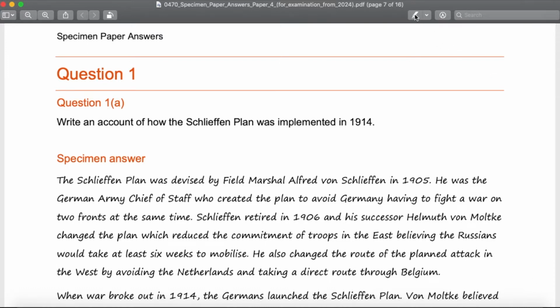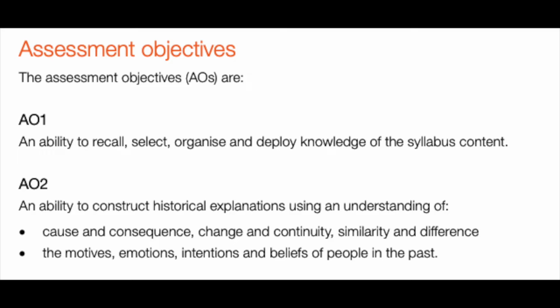Part A of paper 4 will focus on assessment objective AO1, an ability to recall, select, organize, and deploy knowledge of the syllabus content. And part B will focus on AO2, an ability to construct historical explanations using an understanding of cause and consequence, change and continuity, similarity and difference, the motives, emotions, intentions, and beliefs of people in the past.